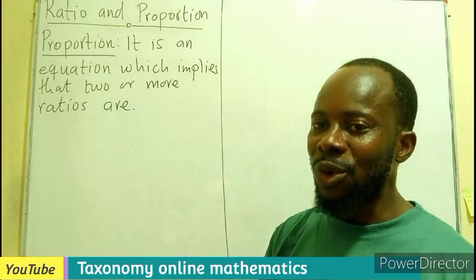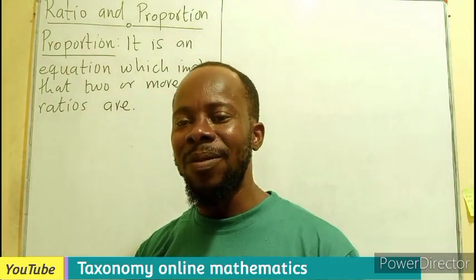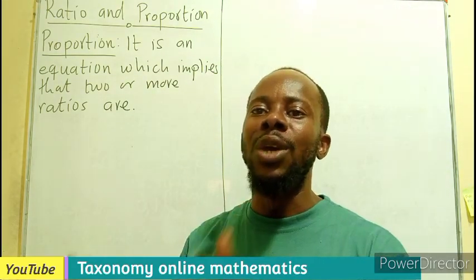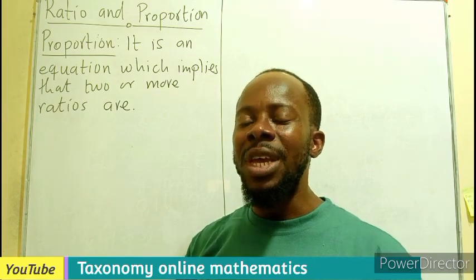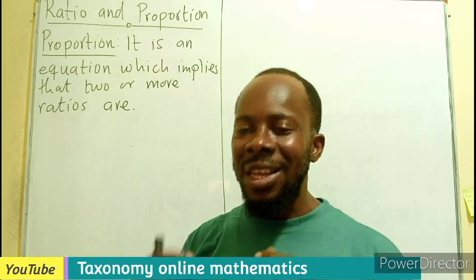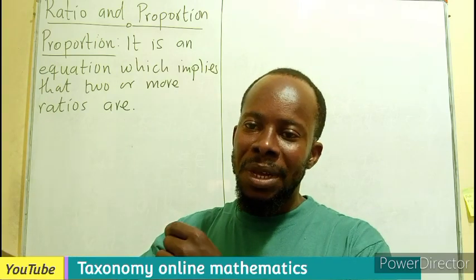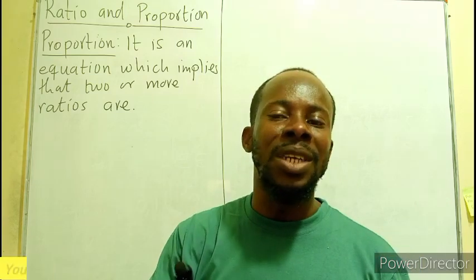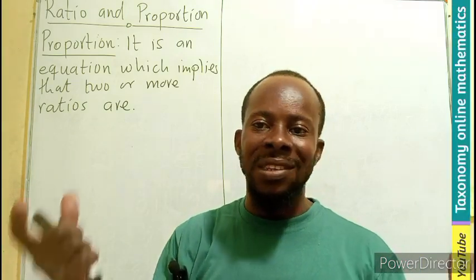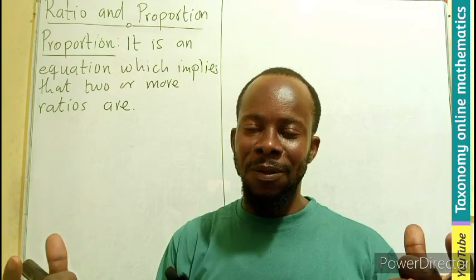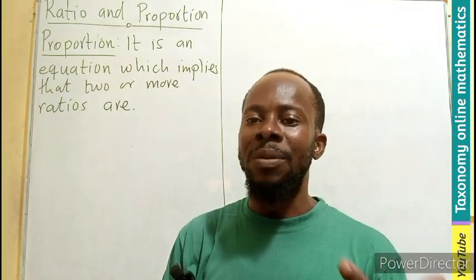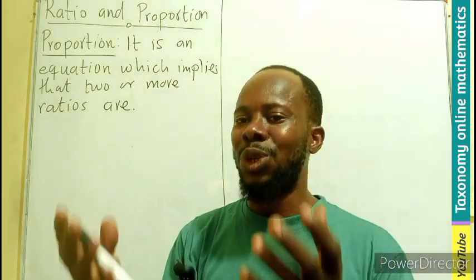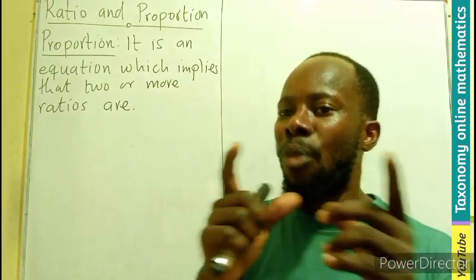Now we can see that a proportion is just an equation that implies that two or more ratios are equal. Better still, if we equate two ratios, we can say they are proportional. Don't forget, in the beginning we mentioned that a ratio can be expressed as a fraction. And remember, when two fractions are written differently but are equal in value, they become equivalent. So when we have two equivalent ratios, we can also say they are proportional.